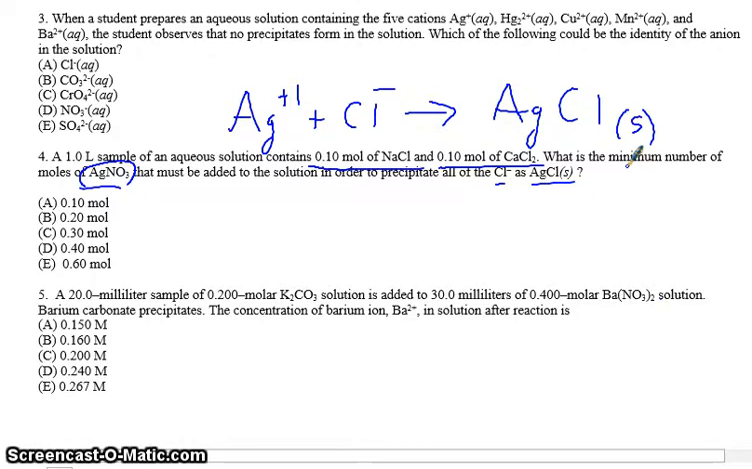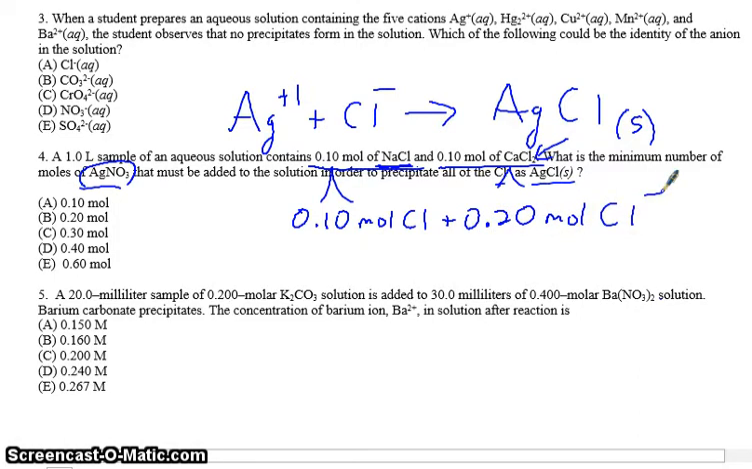So what we've got here, kind of like in the previous example, is 0.10 moles of sodium chloride producing 0.10 moles of chloride, because for every 1 sodium chloride you get 1 chloride. In the case of calcium chloride, you get twice as much, again because of this 2. So you end up with 0.20 moles of chloride from this solution. So we have a total of 0.30 moles of chloride to be precipitated.